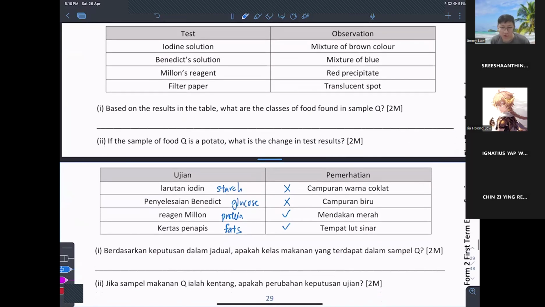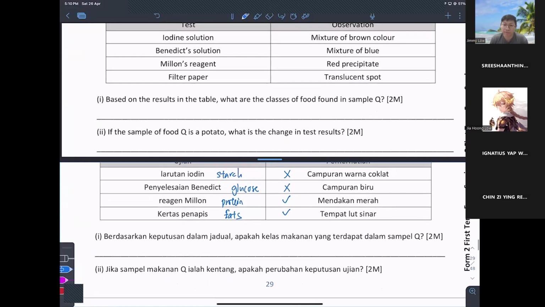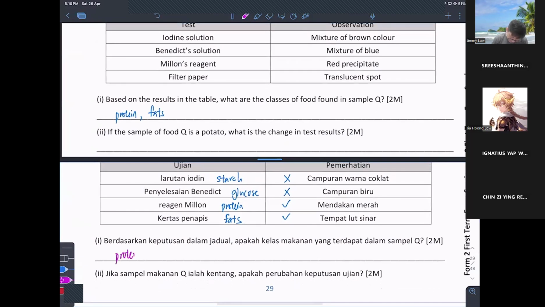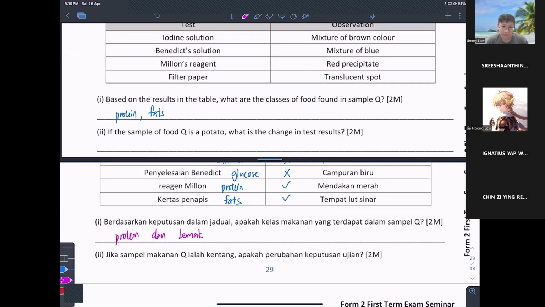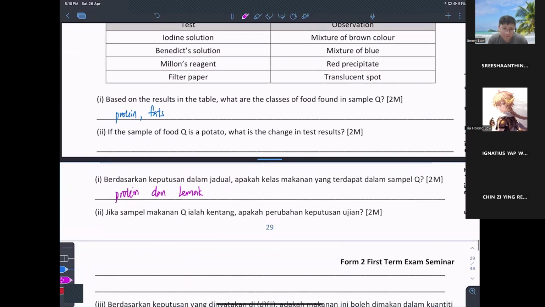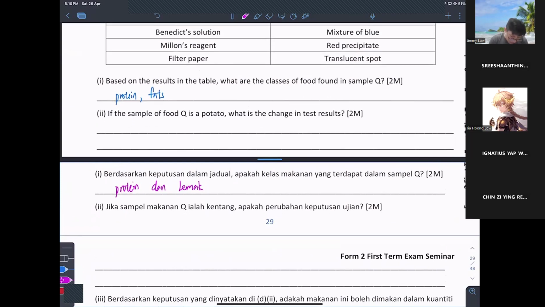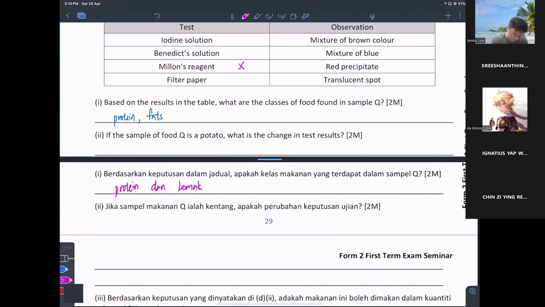So based on the result here, what are the classes of food found in sample Q? So food class, we say what? Protein, yes, and fats as well. Protein dan lemak. So they ask you another question. If now the food Q is a potato, then what is the change of the test result? So potato, first thing first, has no protein. Potato has no fats. Potato doesn't contain glucose either.